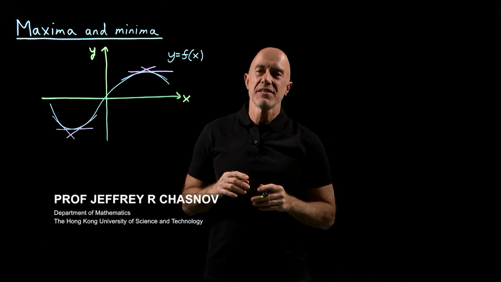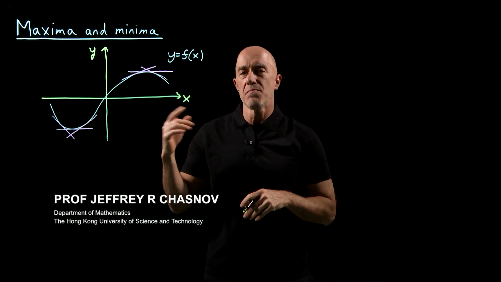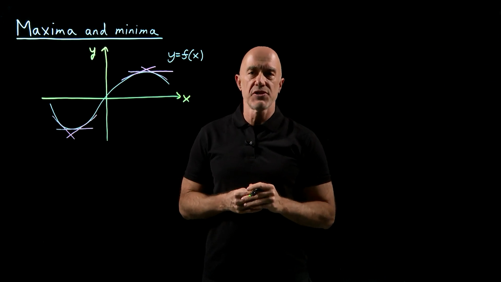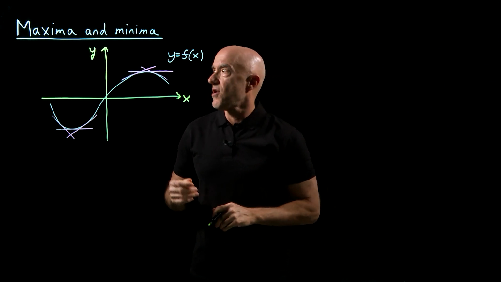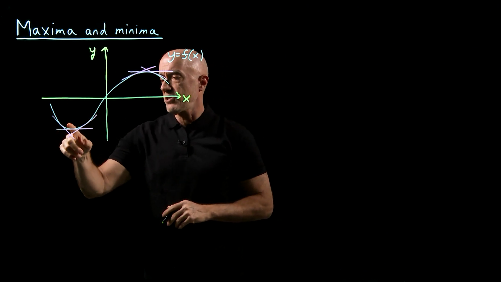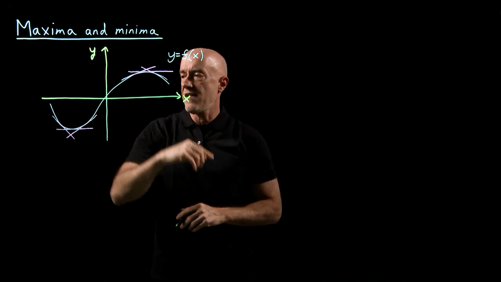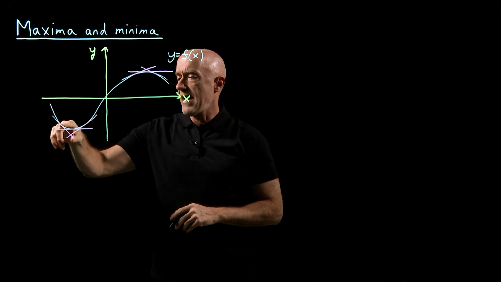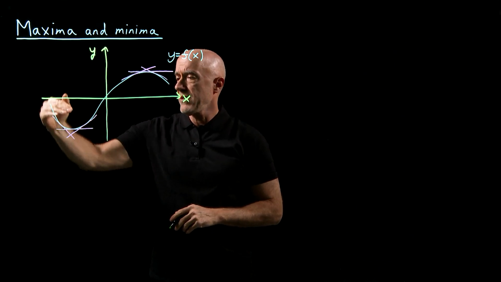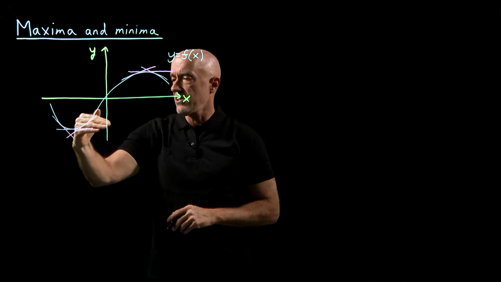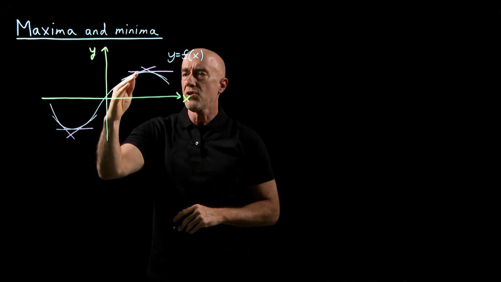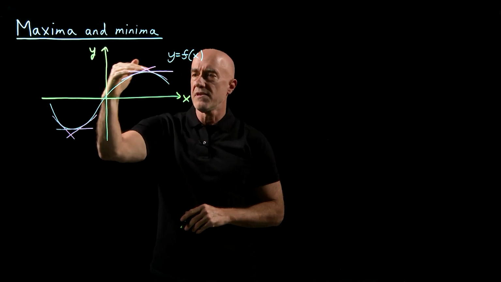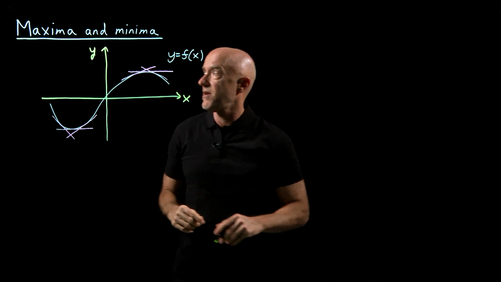Many applications require finding a local minimum or maximum of a function, and the derivative is very useful for that. So let's look at a function here, y equals f of x. We see that at the local minimum, the slope of the tangent line becomes 0, and also at a local maximum, the slope of the tangent line also becomes 0.